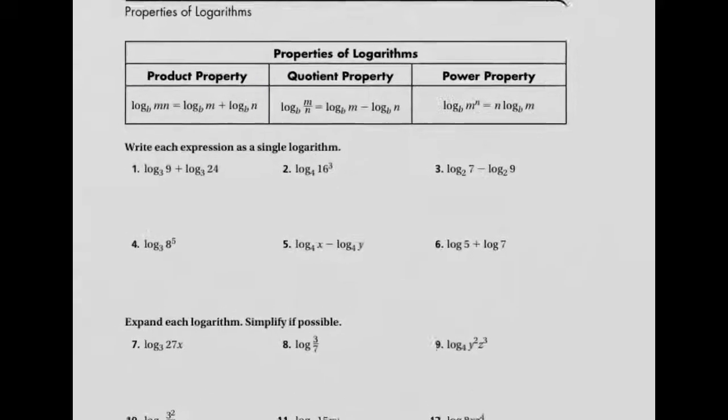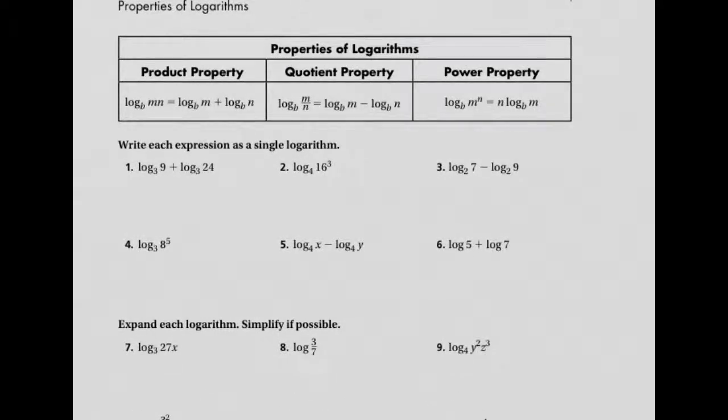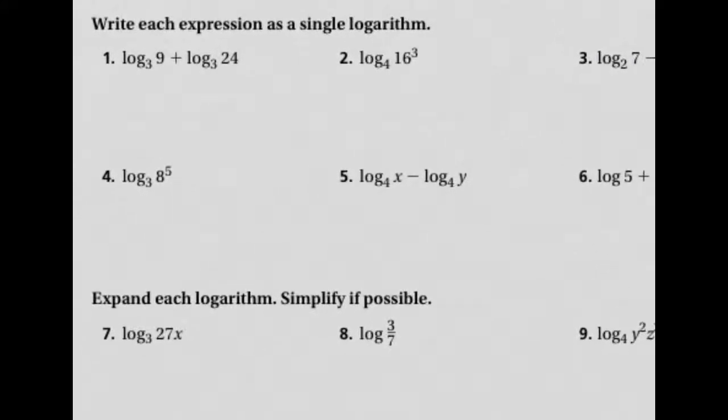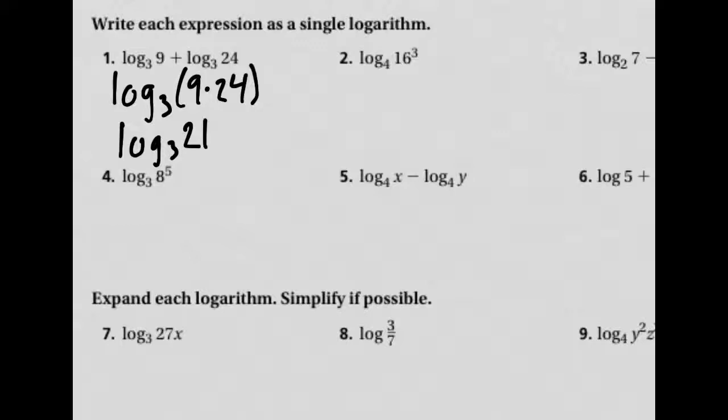Alright, number 1 says, write each expression as a single logarithm. Log base 3 of 9 plus log base 3 of 24. That addition means that I'm going to be using the product property. Addition of two logarithms with the same base, you can actually just find the product of the two numbers. So log base 3 of 9 plus log base 3 of 24 will become log base 3 of 9 times 24. And 9 times 24 is 216, so it's log base 3 of 216. And that's it.